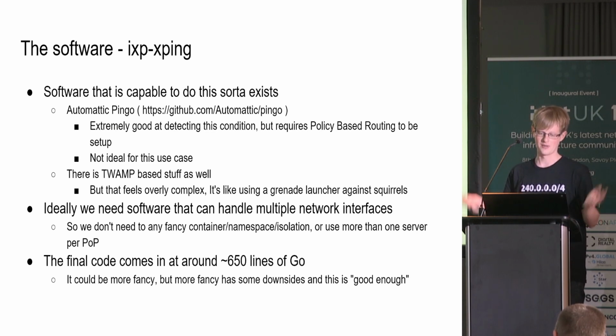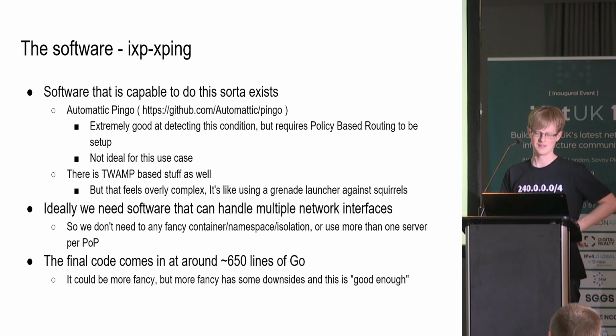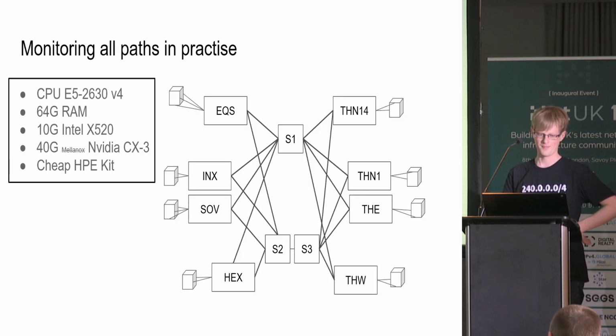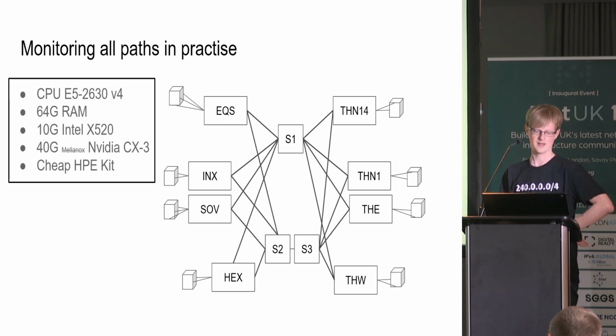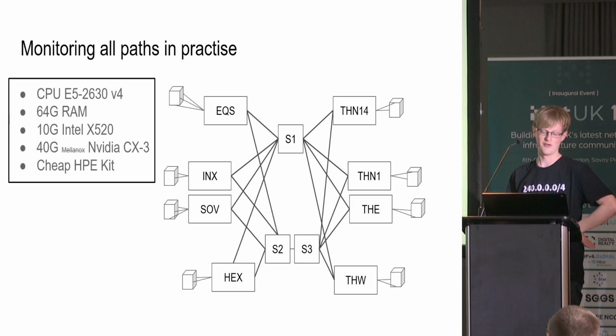The final code comes in around 650 lines of code. I didn't say it was very complicated. It could be fancier, but sometimes that has downsides. Complexity is something you should control. So in practice, there is 1 machine per POP that is plugged into all of the switches. These machines are not particularly exciting. They're just some cheap, I think, secondhand HP kit with some RAM and some generally quite boring NICs: Mellanox CX3s and Intel X520s, very well established, very sane NICs.